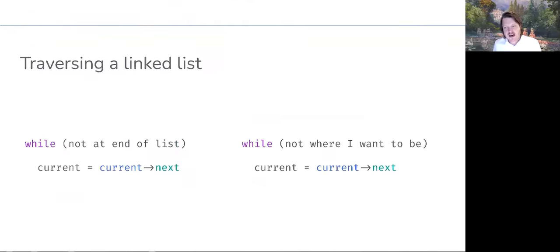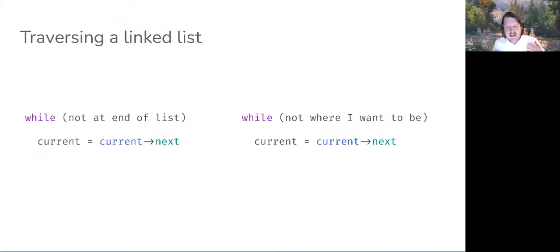But anyhow, what I'm trying to point out is the idea behind these traversals could be, one, while I'm not at the end of the list, I want to move there. And we just move there by continually moving current from one node to the next until we're at the end. Alternatively, we could construct a loop that would essentially communicate while I'm not where I want to be, I need to move to the next node.